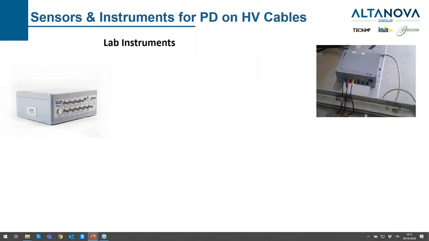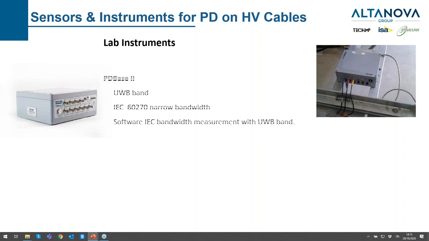Now we take a look at the laboratory instruments. The TECHIMP solution for laboratory instrument is the PD-Base II. It is an ultra-wideband instrument, but it also has the IEC 60270 narrow bandwidth mode. So we can perform measurements both in IEC narrow bandwidth and in ultra-wideband. It fits the regulation for IEC 60270, giving the user the chance to take advantage of the ultra-wideband detection.